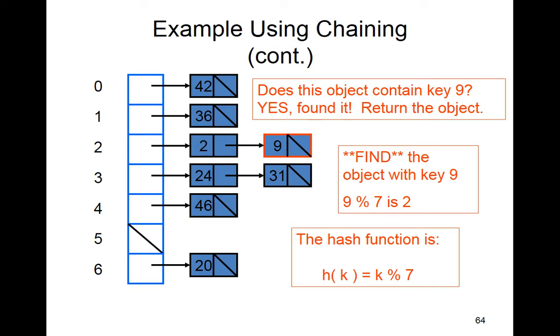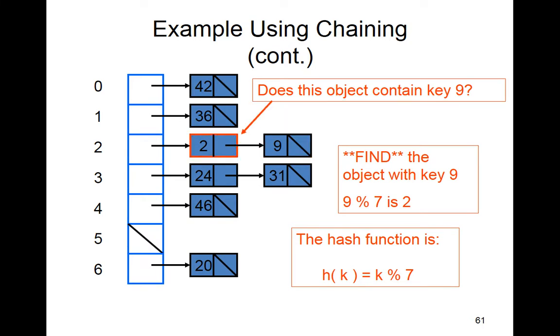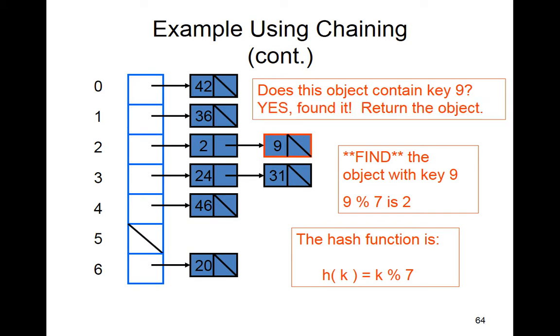Now, of course, if I was looking for a number that wasn't in the chart, let's say I was looking for the number 16. 16 would also be in row 2 or slot 2. But of course, I would say, okay, is this 16? No. Go to the next one. Is this 16? No. Go to the next one. Oh, well, there wouldn't be a next one, right?